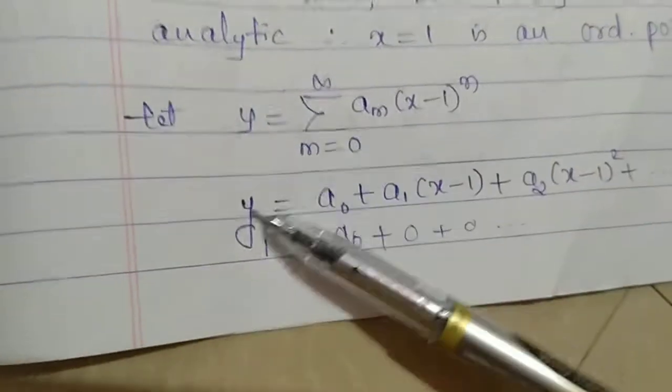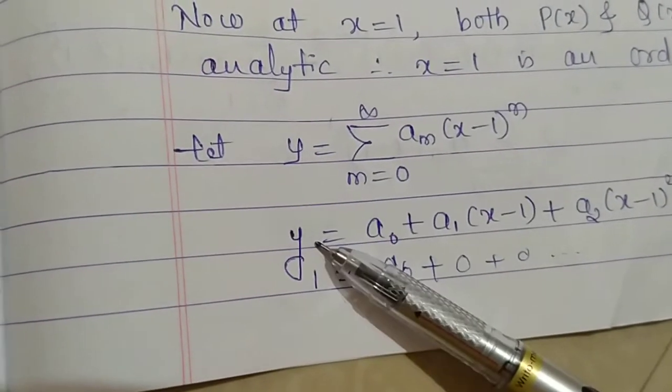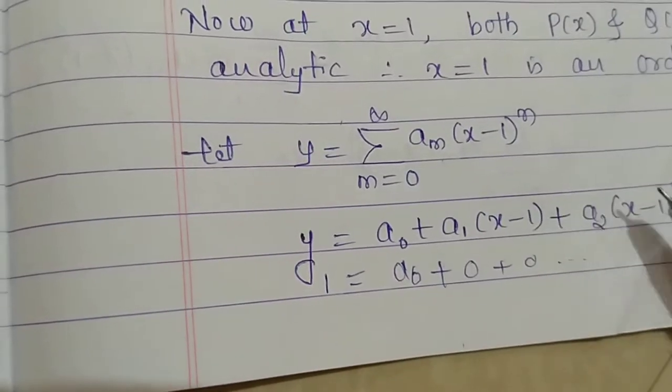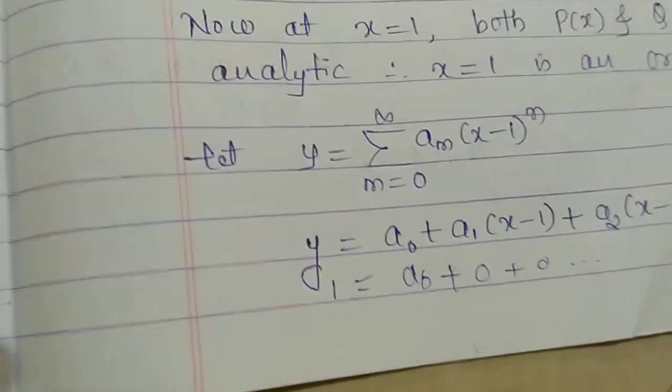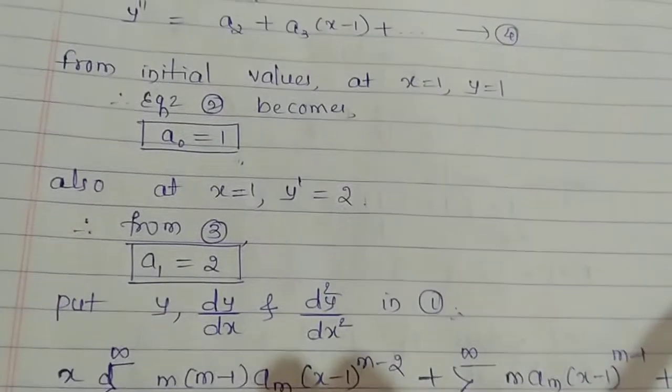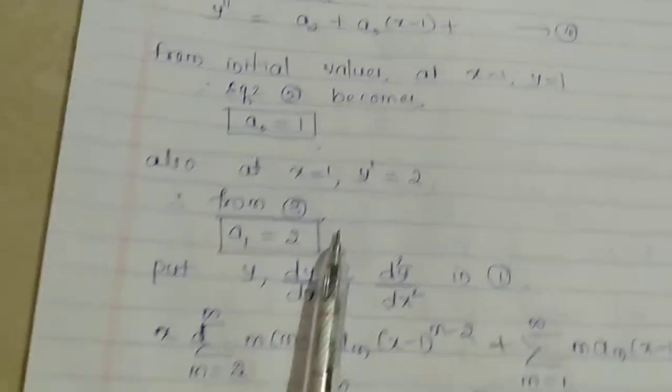Okay. And what is my a naught value? Whenever x is equal to 1, my y is equal to 1. All the other terms will vanish and I will get my a naught is equal to 1. So I have got a naught is 1 and a1 is 2.